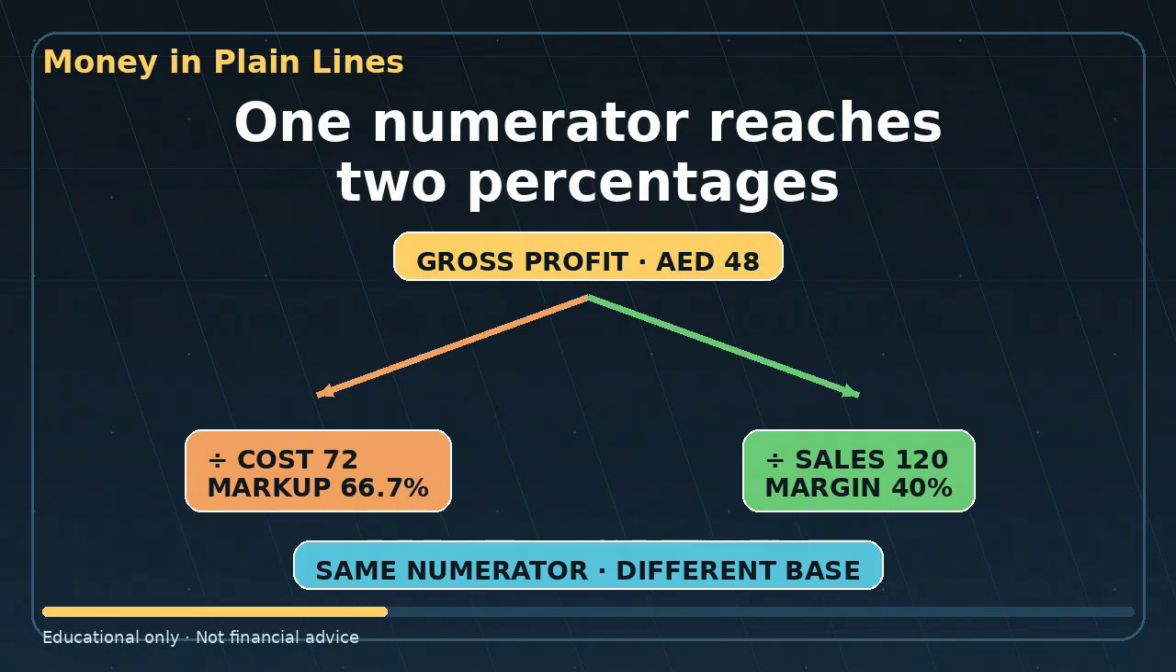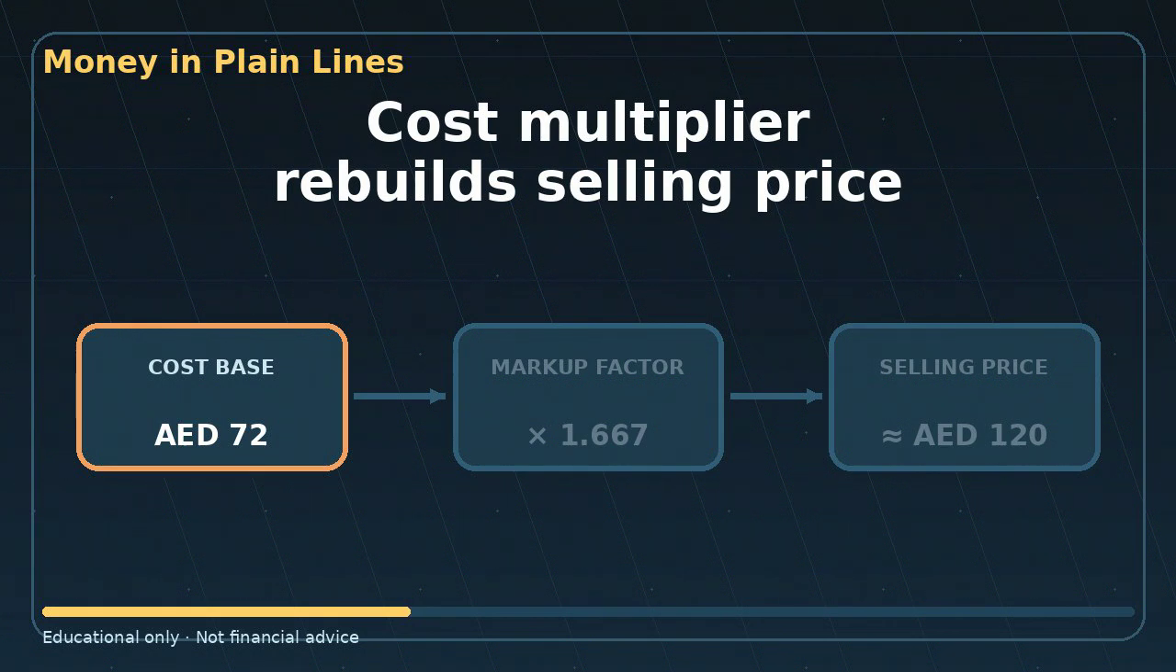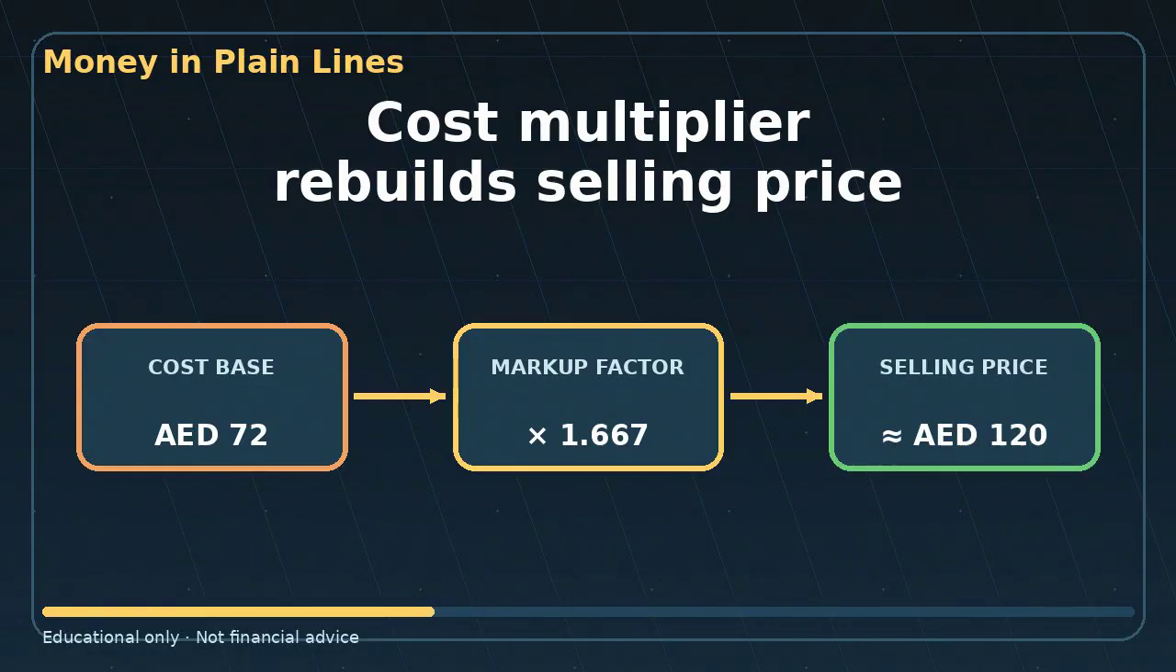Now calculate markup. The numerator is the AED 48 gross profit. The denominator is the AED 72 cost. AED 48 divided by AED 72 equals 2/3, or about 66.7%. The markup percentage answers a cost-based question: how large is gross profit compared with the cost assigned to the item? The cost base is why the percentage is larger than 40%.